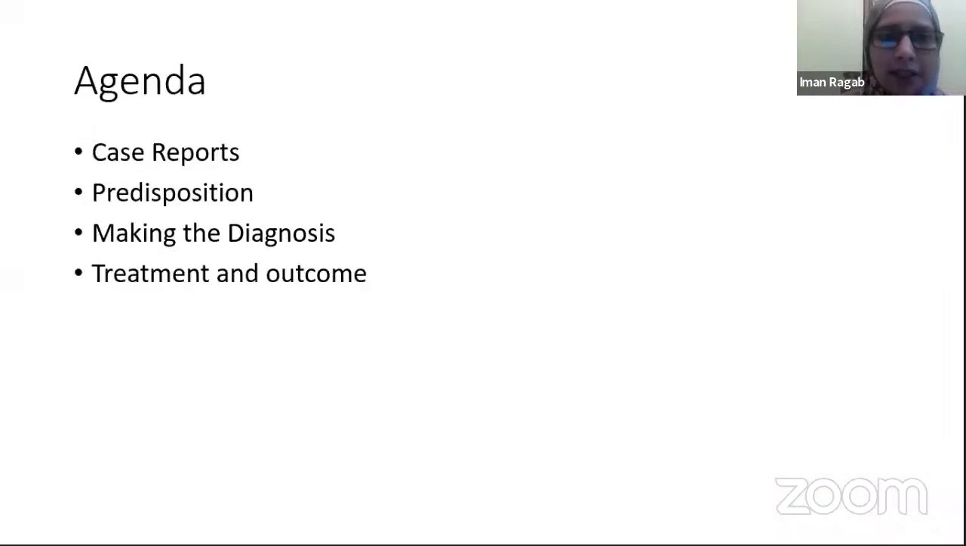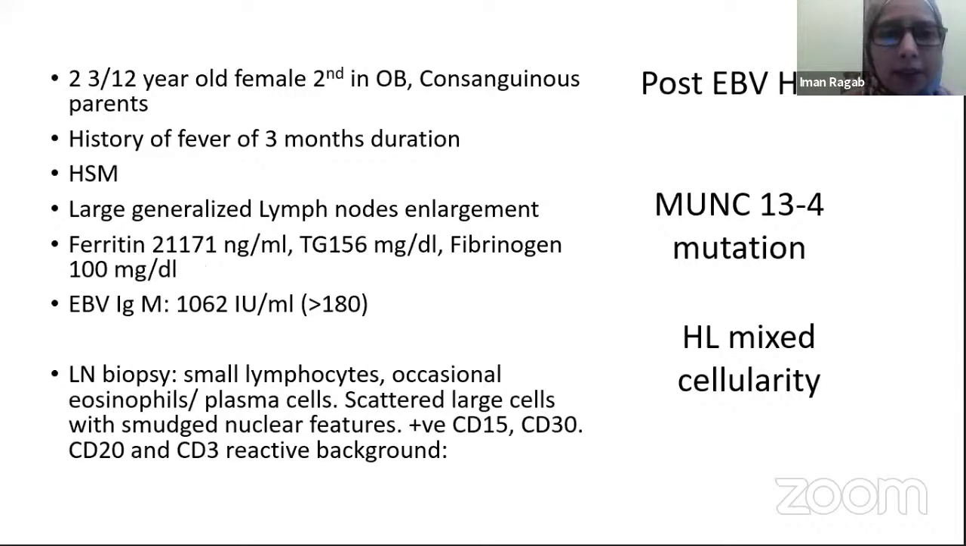These are my agenda, and I will plot some case scenarios that we face nearly 5 to 10 per year, and usually while facing the problem we cannot find a solution, so I'm just raising the problem in this presentation. This one case is a 3-month-old female, second birth order, consanguineous parents. She presented with a fever of 3 months duration with large lymph nodes, very high ferritin level, normal triglyceride, and borderline fibrinogen. Epstein-Barr virus IgM was high titer.